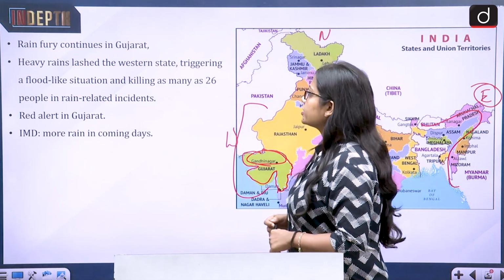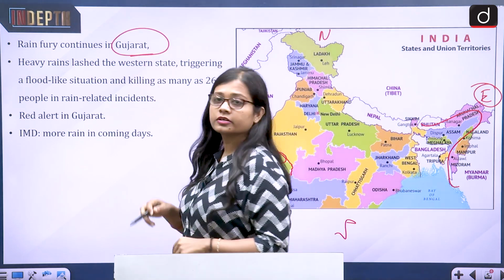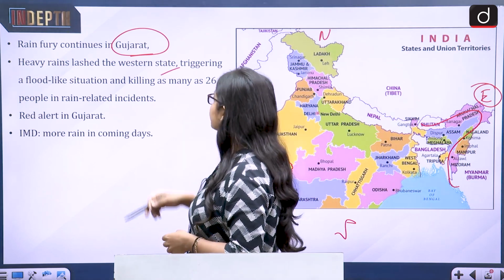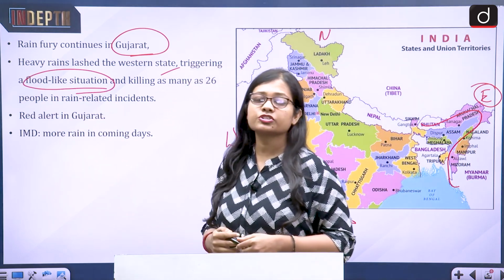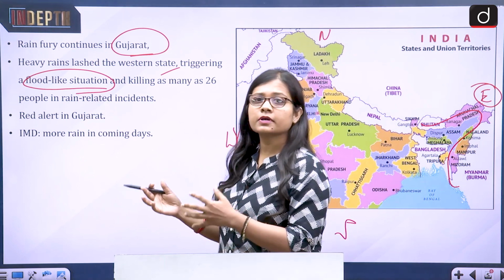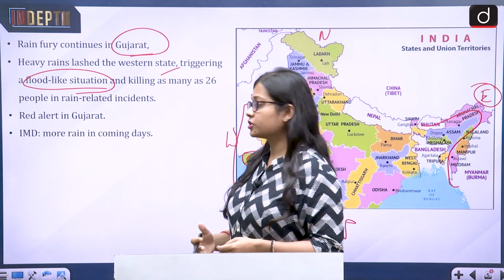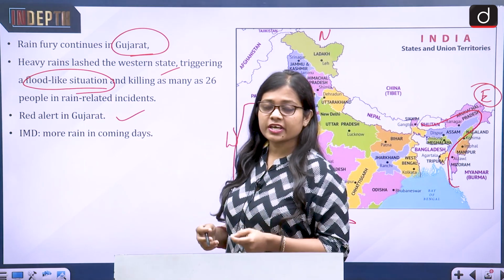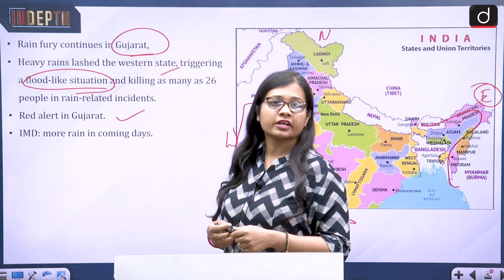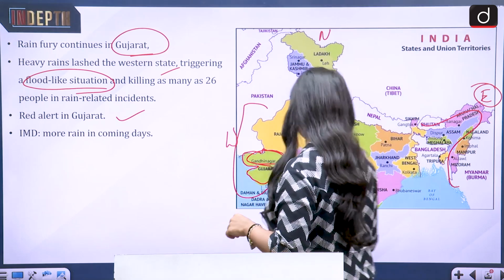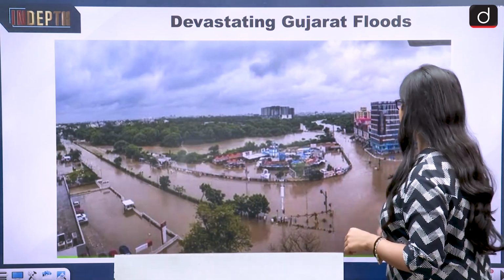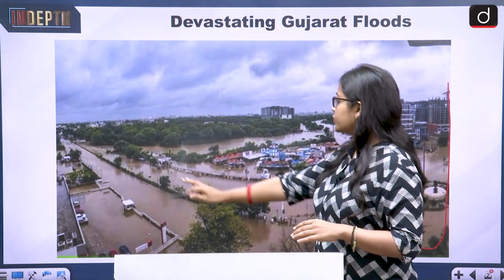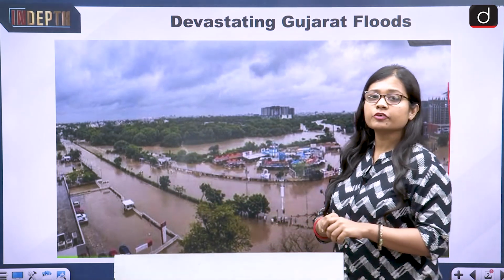What is happening as of now is that the rain fury is not leaving Gujarat, and continuous precipitation is taking place. Heavy rains have lashed the western state, triggering a flood-like situation, and many people have lost their lives. The rescue operation is going on, and people are being taken to safe conditions. A red alert has been issued in Gujarat by the IMD, which has also forecasted that more rains can be expected in the coming days. Look at this image. This is the aerial view of one of the regions, and you can very clearly see that every road and every locality is inundated with water.